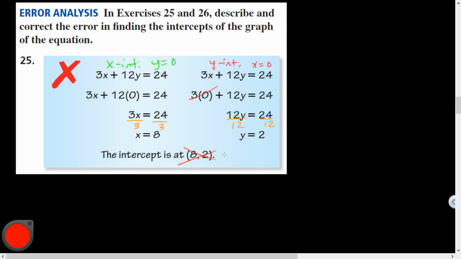This is the classic mistake. They combined the x-intercept and the y-intercept to be a point that will never exist on our line. Exactly. This is the point (0, 2), and this is the point (8, 0). All right. Nope. The x-intercept, the x-coordinate is the first one, so x equals 8 would be the first, and then x comma y over here, x comma y over here.